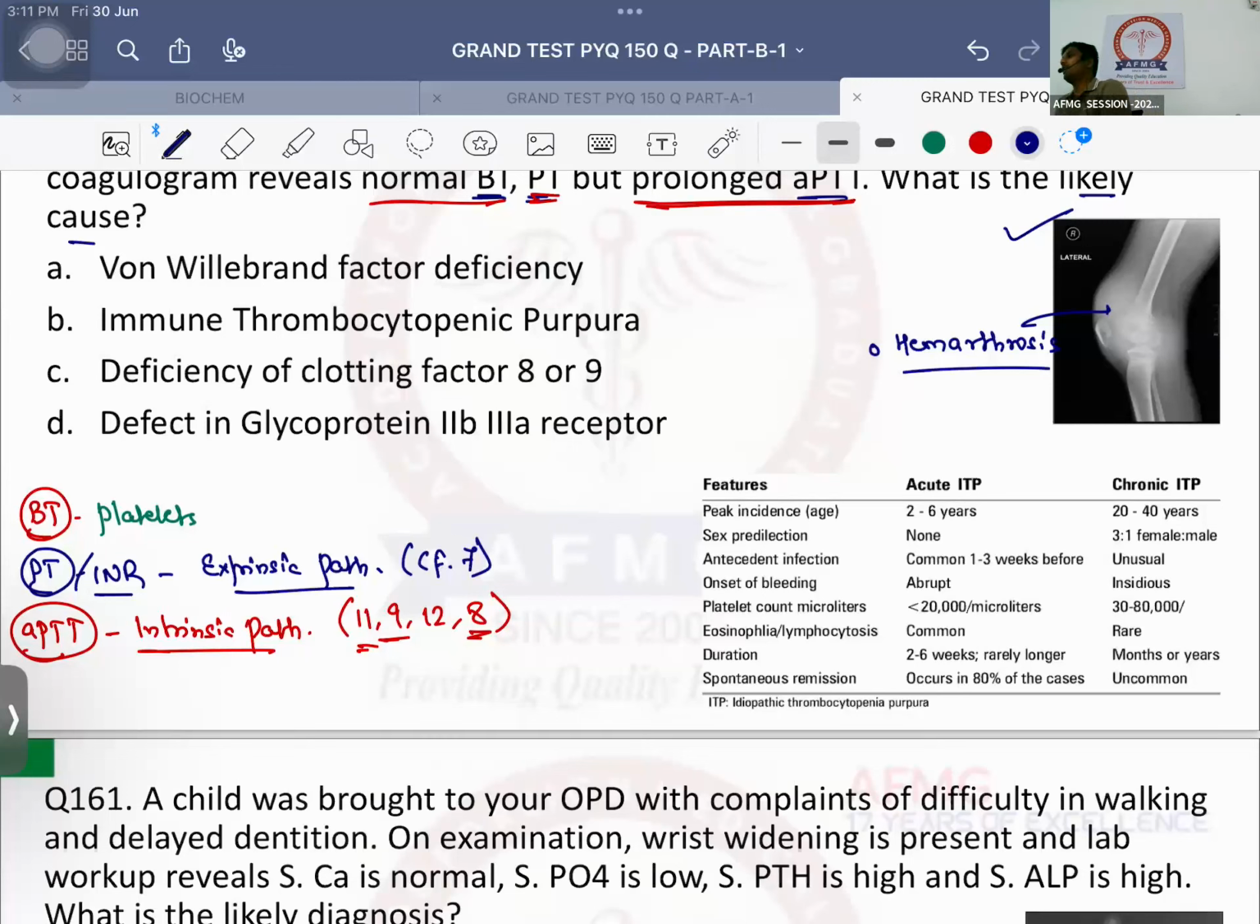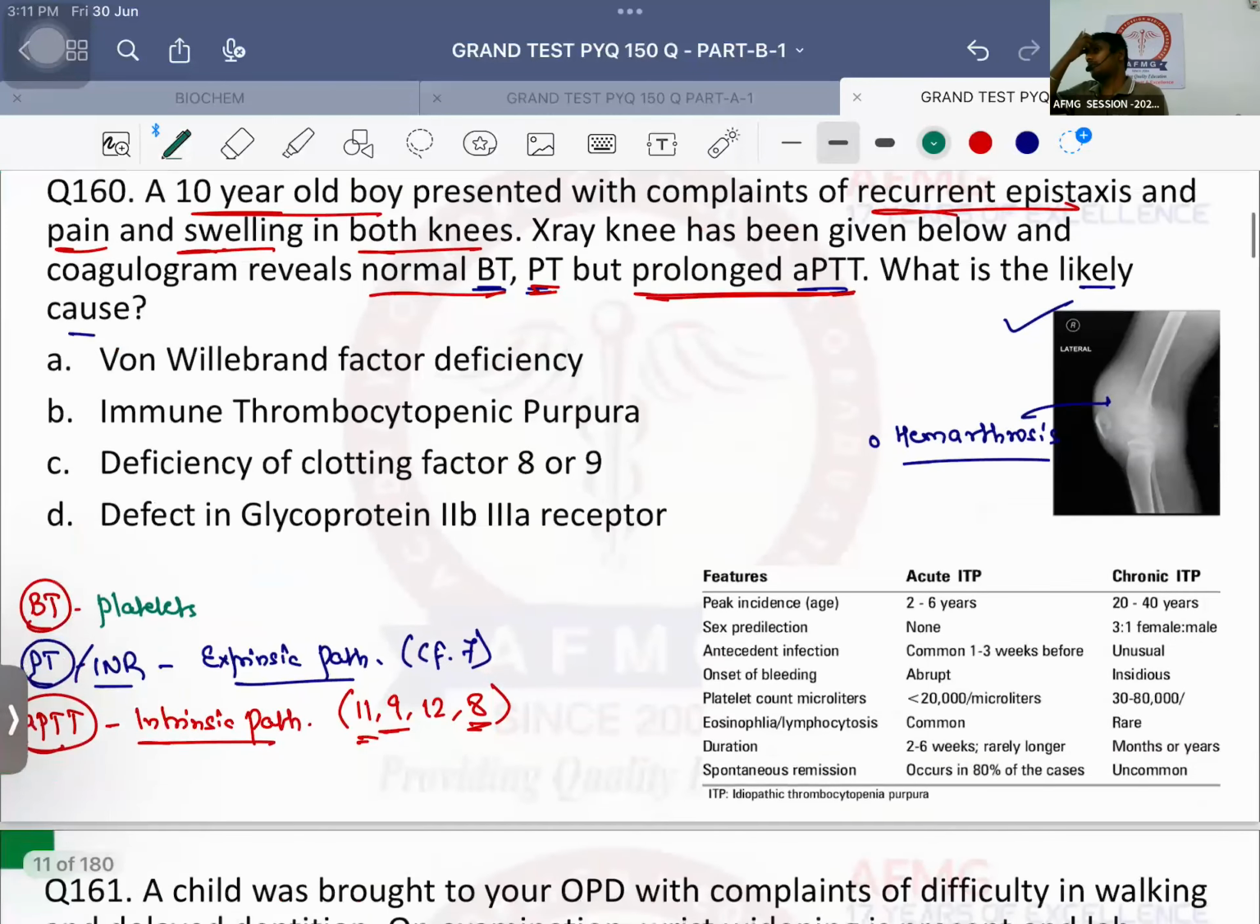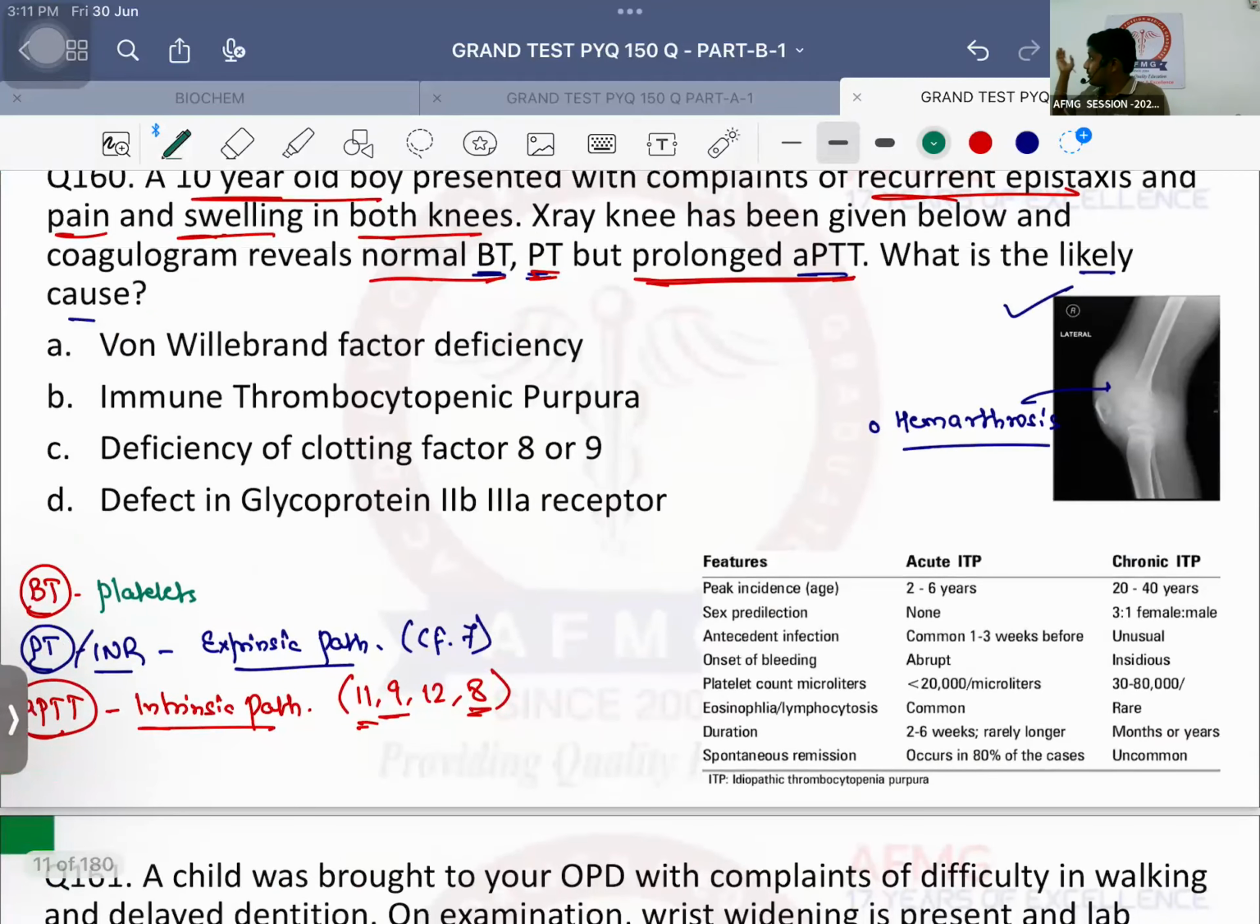Okay? Hemophilia type A and B are X-linked recessive. That means they will be seen only in boys, males, whereas females will just be carriers for the disease. Okay. Hemophilia B is also known as royal disease or Christmas disease, because Prince Charles had it. Okay? Please remember. No issues with this, anybody? Now, what is the condition over here? So definitely it is deficiency of clotting factor 8 or 9. That means it is a case of hemophilia in the patient. Please remember that. No issues with this, anybody?